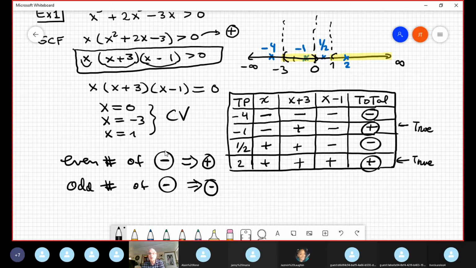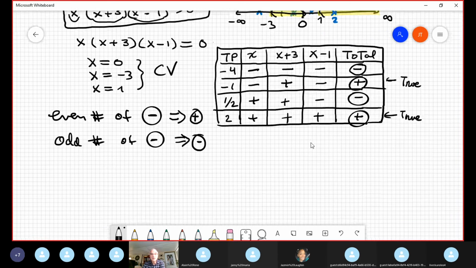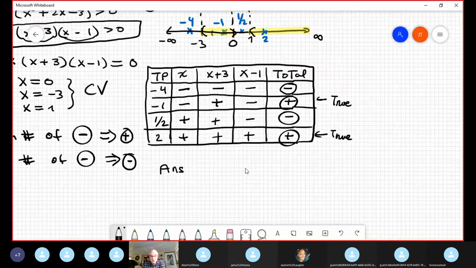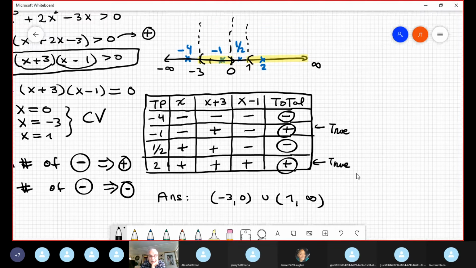Parentheses, parentheses, parentheses. Okay, super. So what is my final answer? The final answer is: negative 3, 0 union 1, infinity. Be careful, because remember, some students confuse this with the testing point.